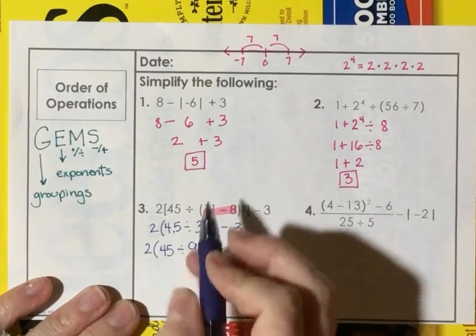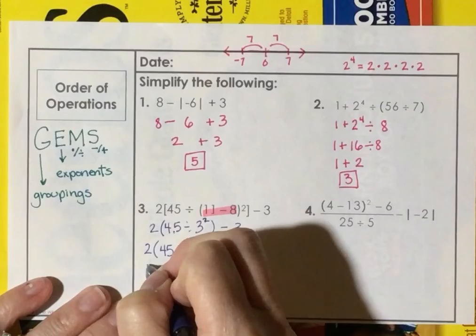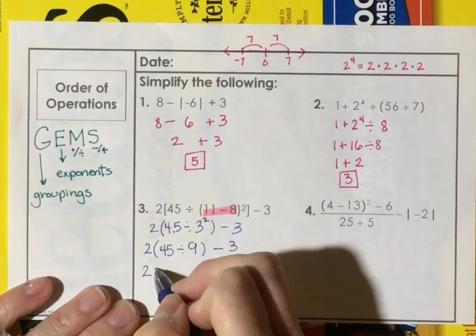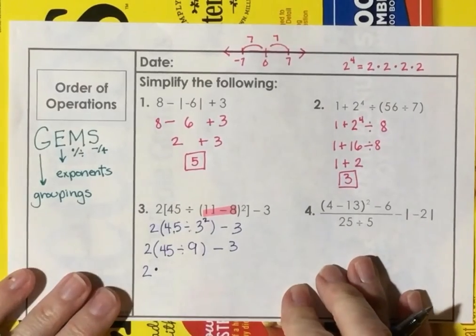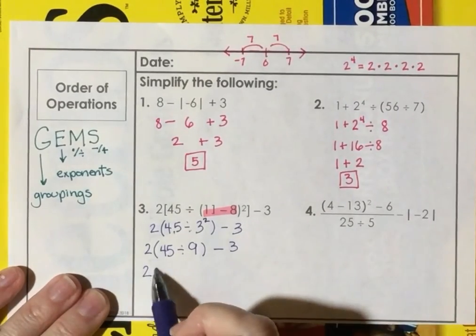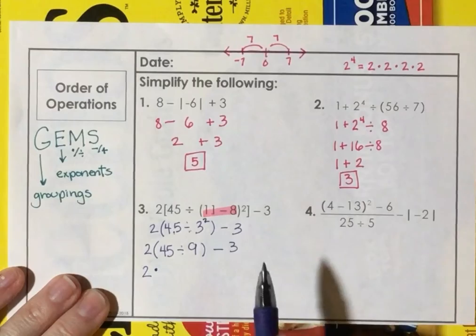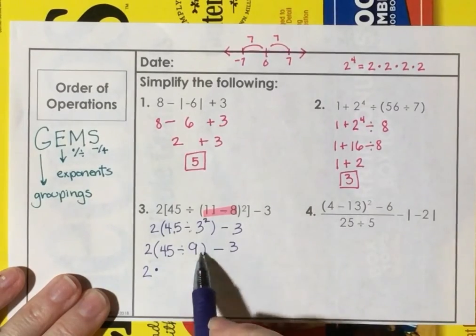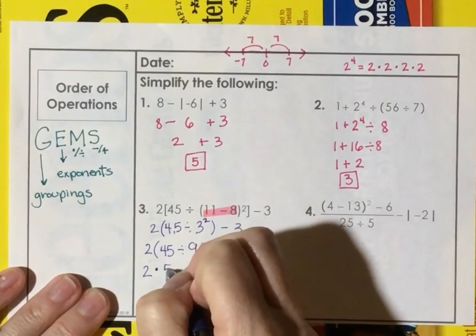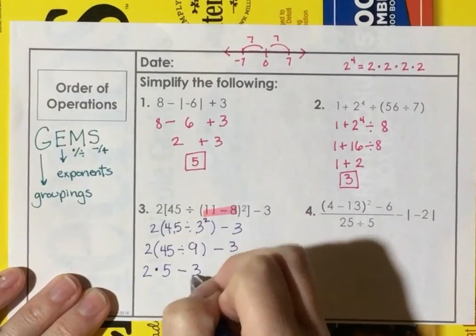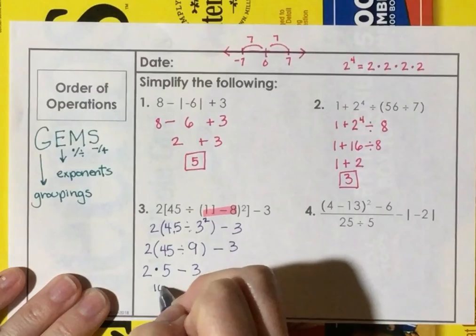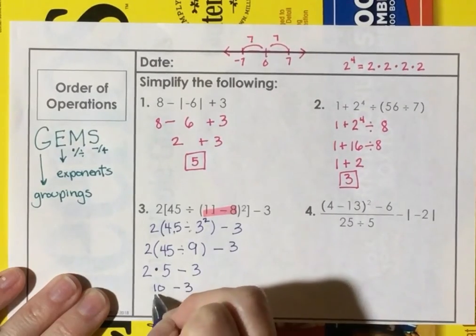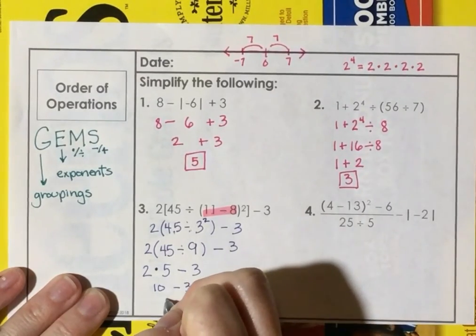Now I'm going to go ahead and do 45 divided by 9. So I have 2. And since I'm going to take the parentheses away, I'm going to put a dot for multiplication. I could have left it in parentheses because remember that also means multiplication. So 45 divided by 9 is 5 minus 3. Then multiplication is our next step. So that will be 10 minus 3. And 10 minus 3 is 7.